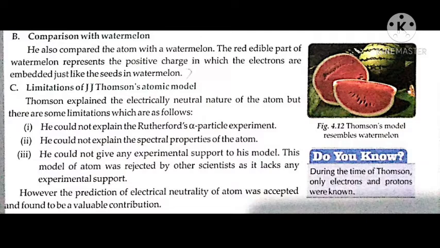Thomson's atomic model. Thomson explained the electrically neutral nature of the atom, but there are some limitations which are as follows. He could not explain the Rutherford's alpha particle experiment. He could not explain the spectral properties of the atom. That is, when the electrons move from higher energy to lower energy level, there is an emission of radiation, that is, spectral property. He could not give any experimental support to his model.